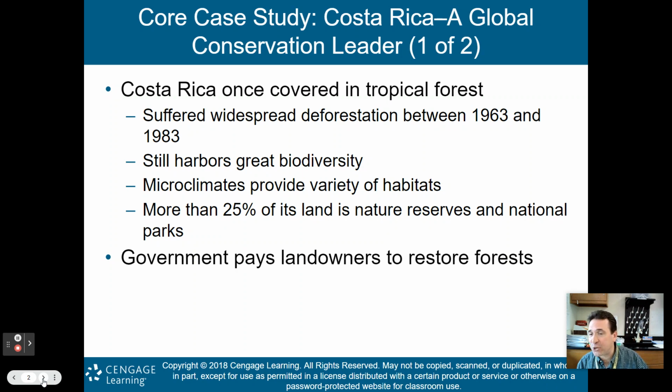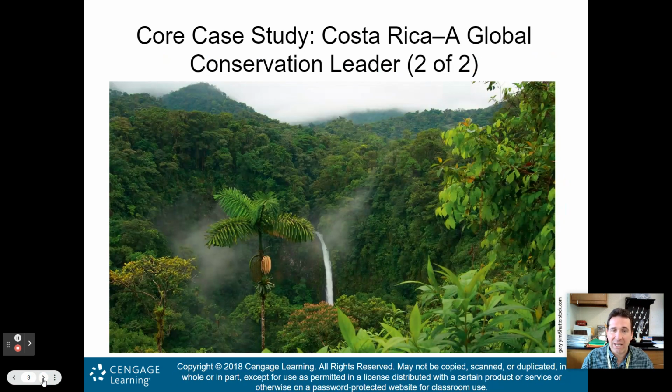More than 25% of Costa Rica has turned its land into nature reserves and natural parks, and the government actually pays landowners to restore forests. Why? Because they realized in the 1980s that they could make a lot of money on ecotourism. So they realized that by cutting down the forest to plant, they were not making as much money as if they kept the forest and then brought tourists in to spend money in those forests. And that's what Costa Rica has found out. That's what Costa Rica has done. And that's why Costa Rica is prospering now as a tourist destination.